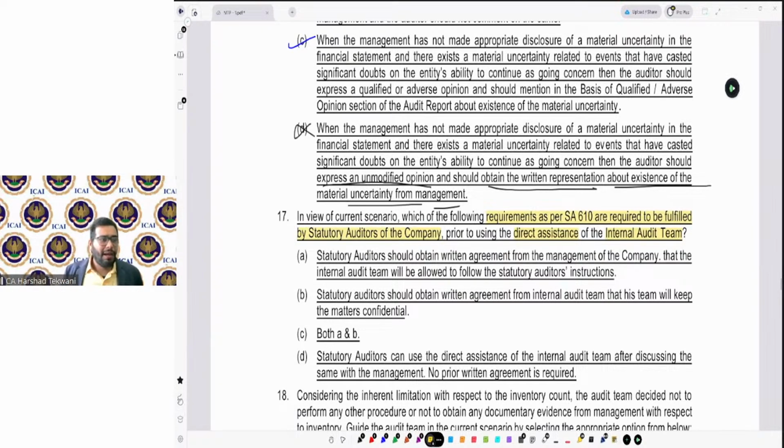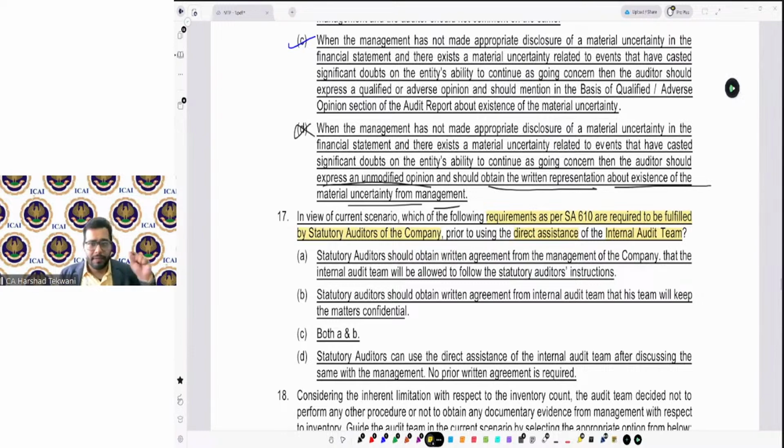Then I will take these two written agreements: one from the concerned person of the entity or the management, that the internal audit team will be allowed to follow the statutory auditor's instructions. Number two, the statutory auditor needs to obtain a written confidentiality agreement from internal audit that they will keep all matters confidential. If these two conditions are satisfied, then yes, I can use the internal audit team for direct assistance.